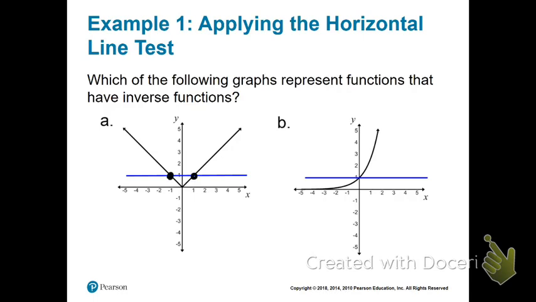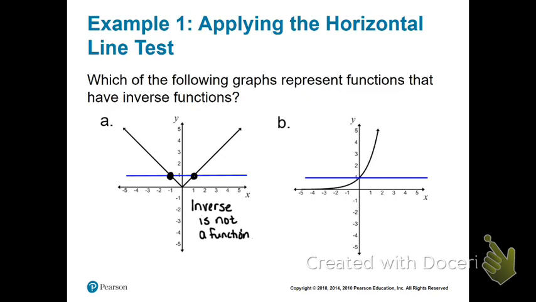So it touches it more than once. So therefore, it fails the horizontal line test, which means that the inverse is not a function. Or we could say, because it asks which of the following graphs represent functions, that it does not have an inverse function, okay? Whichever way you want to word it.